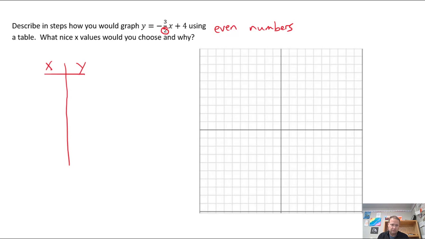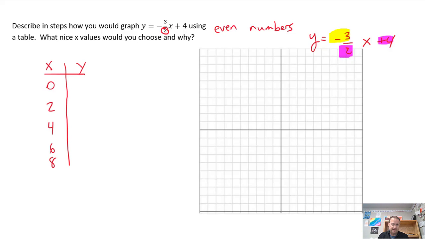So the numbers I would choose are things like 0, 2, 4, 6, 8. And the reason is you can actually take half of them. So when we have this particular equation, we have y equals negative 3 over 2x plus 4. This is what we're going to do first. We're going to divide by 2. And then we're going to multiply by negative 3. And then when we're done with that, we'll add 4.